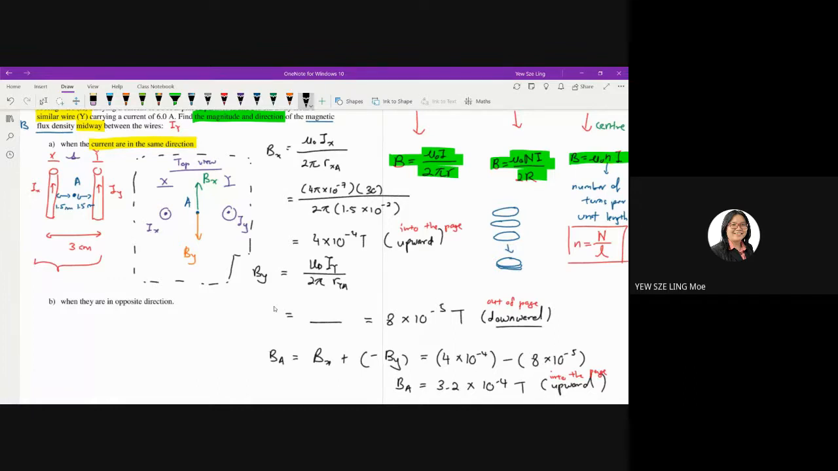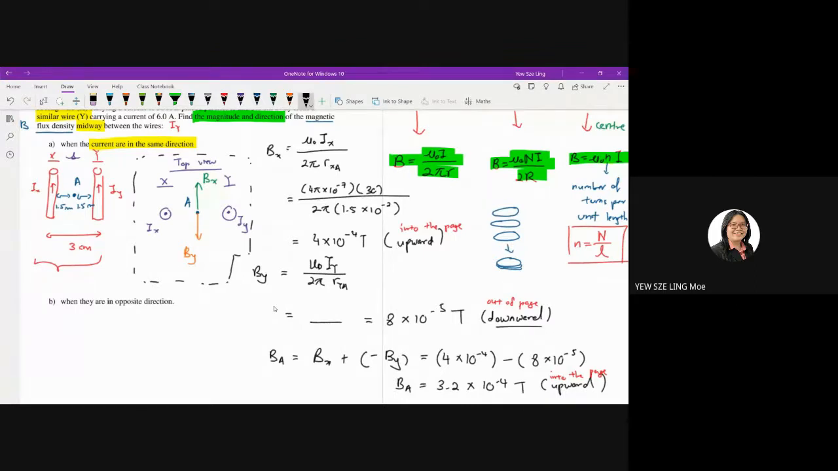Okay, the question doesn't give you a diagram, the question doesn't tell you whether the current is going up or going down, it only tells you the current is in the same direction. So there are many possibilities. And from the direction that you look, if you are viewing it from a different angle, different perspective, then you will get a different final answer.